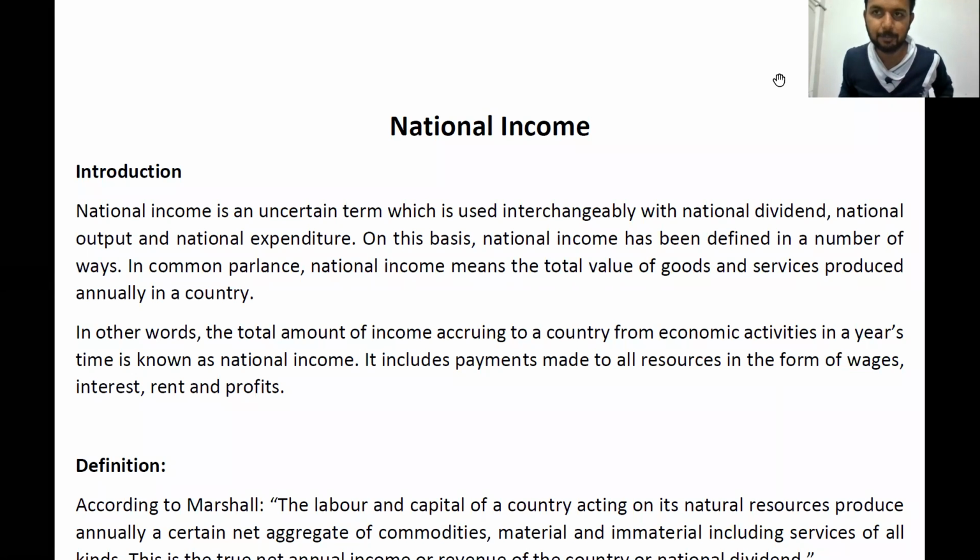B.Com semester 3 economics, chapter number 2. Welcome guys. Today is the second lecture of your second chapter, that is national income.